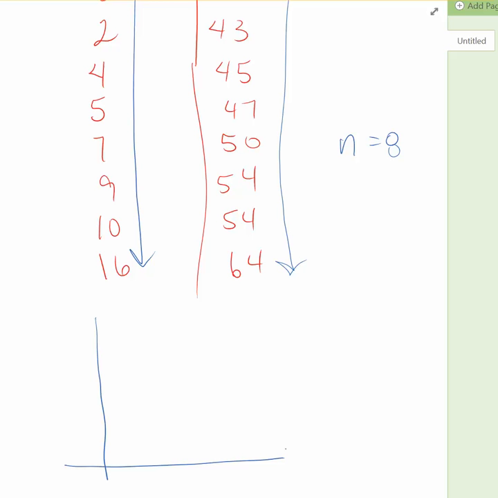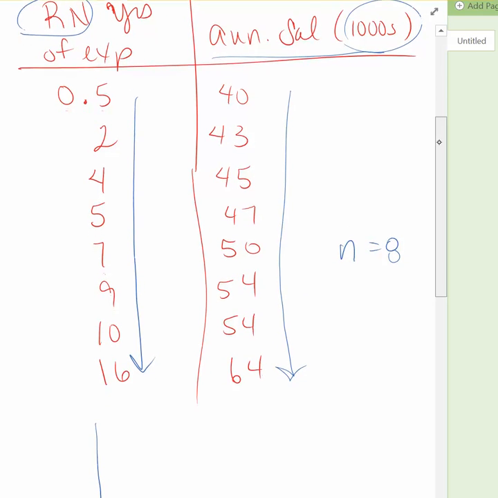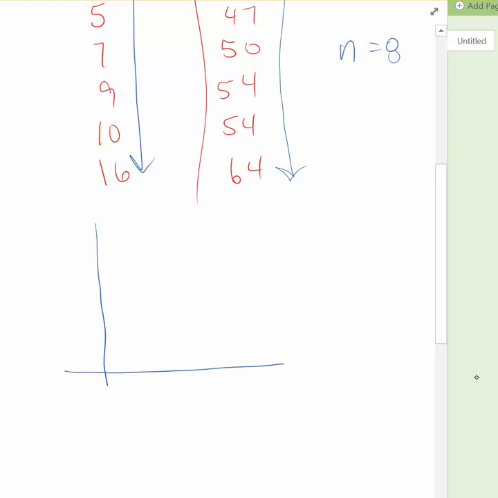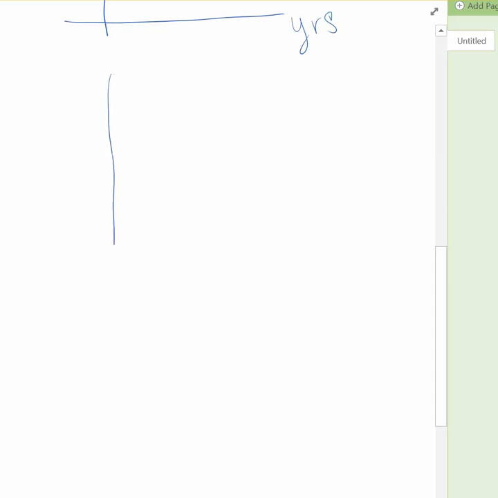And so we seem to think that the x's would be the years of experience, would explain why you would make more money. So instead of labeling this x, we're going to label it years, and this is money in thousands. Now, what you need to do on that xy axis is decide, all right, how am I going to graph this? Well, we went all the way up to 16 years, so maybe we would do 2, 4, 6, 8, 10, 12, 14, 16 years.